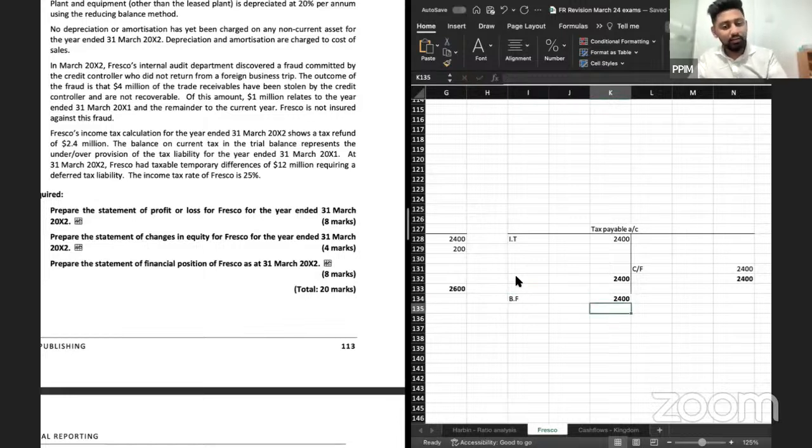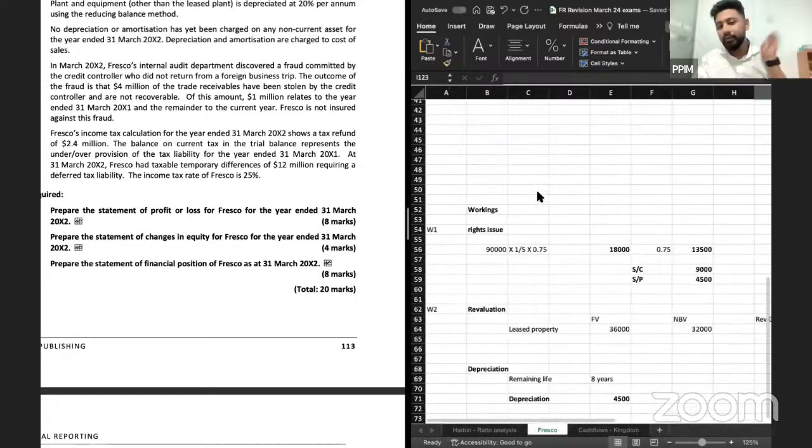All our workings are done. We can go back and do the P&L, the statement of changes in equity, and the balance sheet. Are we clear? Very important. I will look at my notes. Based on my notes, I will do my workings. Based on my workings, I'll prepare my P&L and balance sheet. After that, I will not come here ever again.